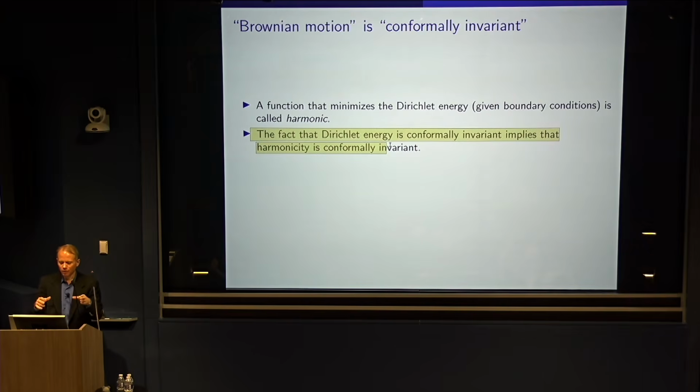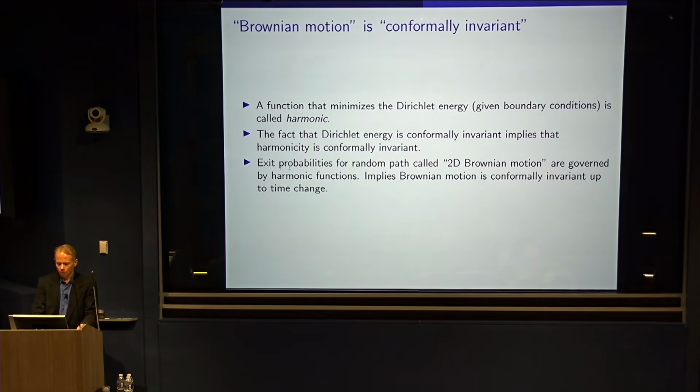And the fact that Dirichlet energy is conformally invariant means that this harmonicity is conformally invariant. So if I give you a domain and fix some boundary values and take the harmonic function with those boundary values, if I apply a conformal map, it will also have the same values. And it turns out that exit probabilities for a random path called 2D Brownian motion are governed by harmonic functions.